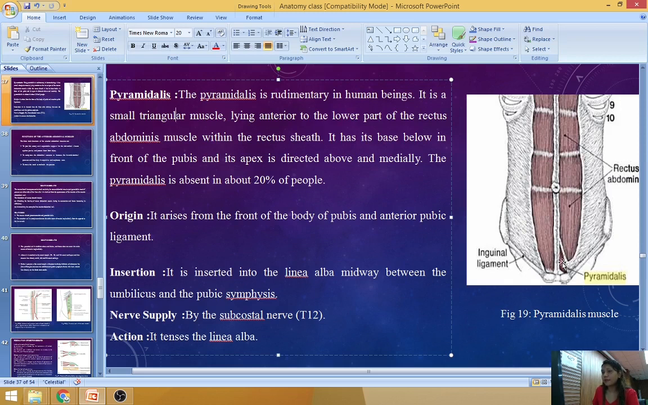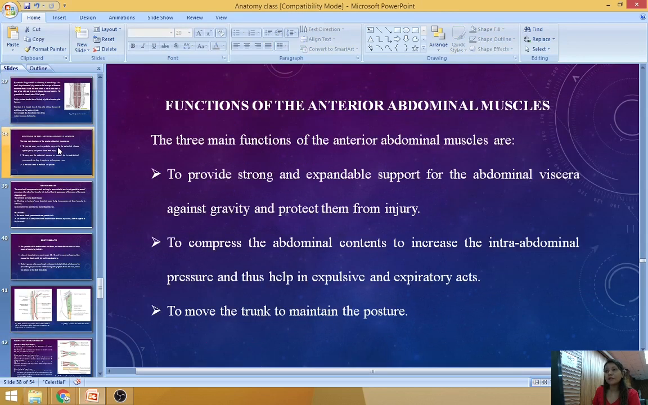So this is pyramidalis. Origin is from the front of the body of the pubis and the pubic arch. Insertion is in the midline, the linea alba. Nerve supply is T12 and it tenses the linea alba. So this is pyramidalis. Now what is the function of the abdominal muscles?